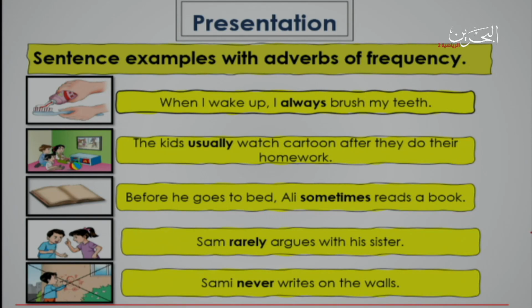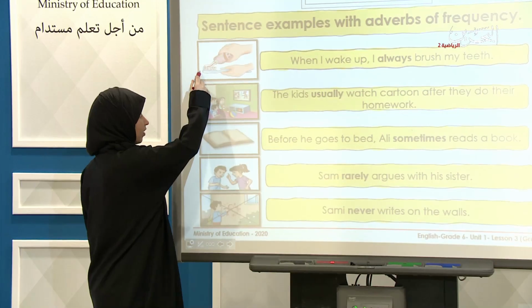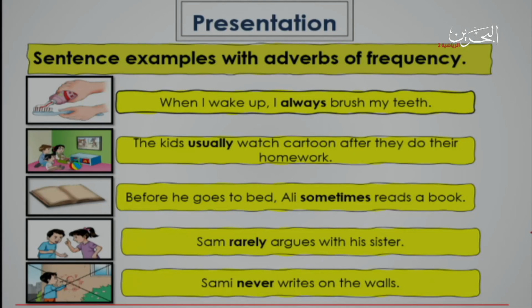Here are some examples. Look at the picture here. What can you see? You can see a brush, and someone is putting his toothpaste on the brush. When I wake up, I always brush my teeth. We have used the adverb of frequency always because I brush my teeth every day. My teeth are something very precious and very important to me, and I do this every day, so I've used always.